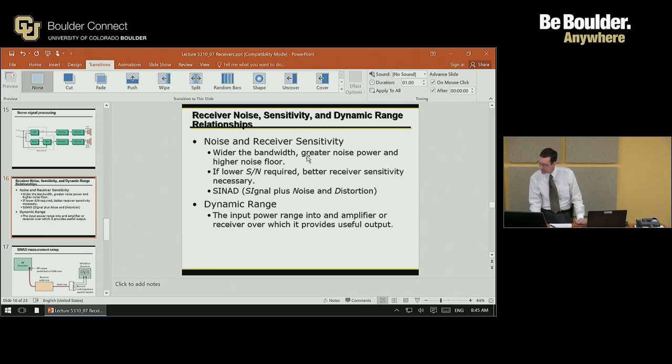And then the dynamic range, as we talked about earlier, that's the input range into an amplifier, or receiver, over which it provides a useful output. So if you've got a strong signal in there and your output's all garbled, then you've got to reduce it. If your signal's so small that you can't hear it, then you've got to increase it. So it's that range in between.